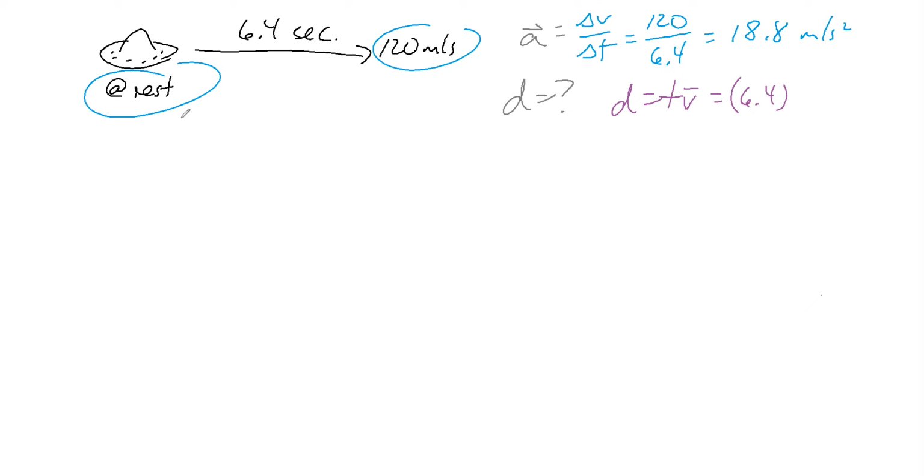Well, let's see. I know it started at 0 and it went up to 120. And the average, of course, is right in the middle. The average v would just be 60. So I'm going to use the average v of 60 meters per second. So I'll do the 6.4 times the 60, and it went 384 meters altogether. Okay, so very similar to the graphing type stuff that you guys did.